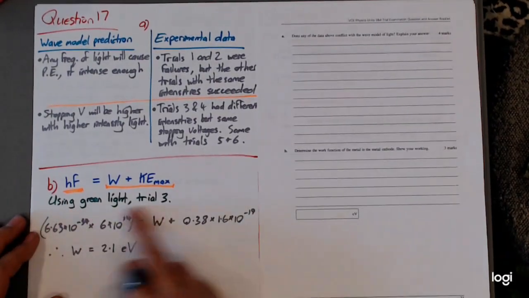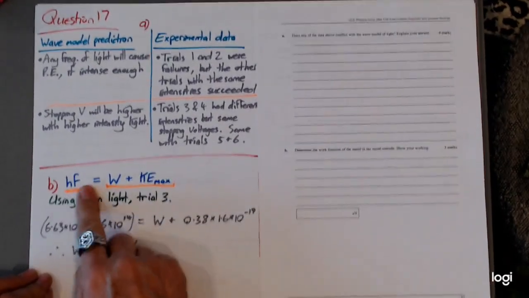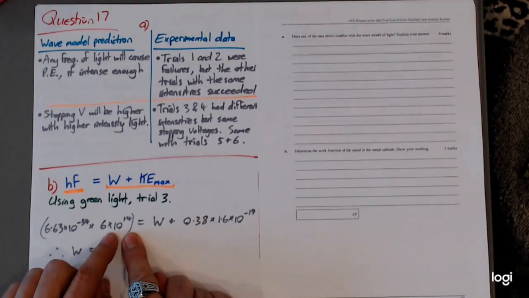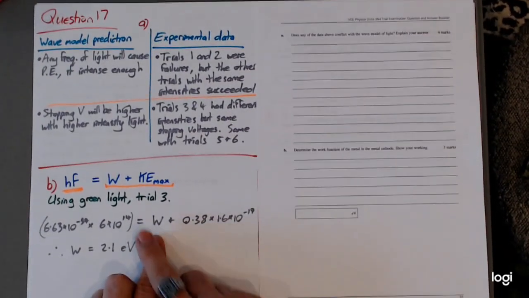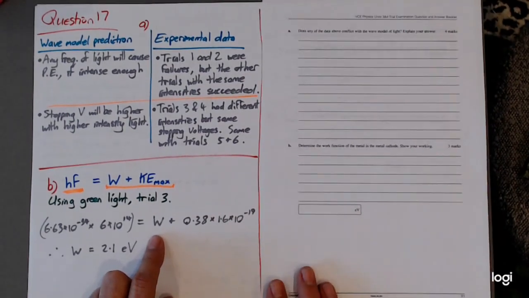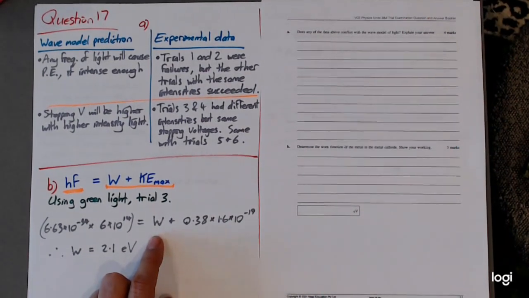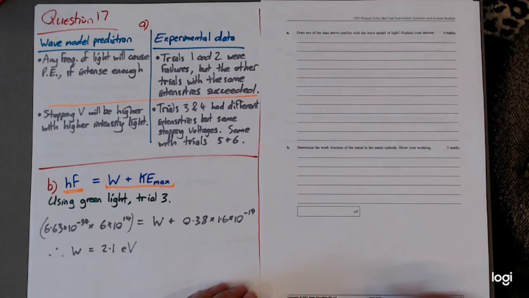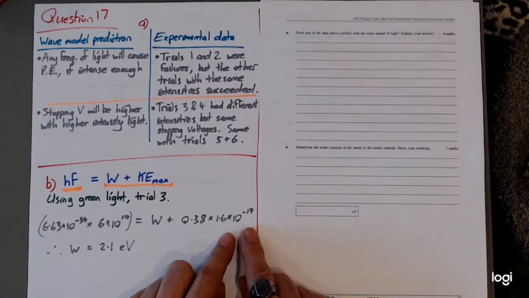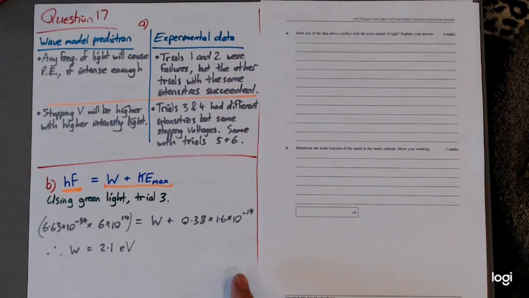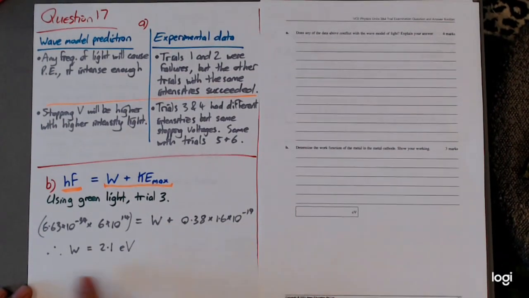So I've just picked trial 3, green light. hf: they gave us the frequency of the light in the table. Work function is what we're trying to find. Maximum kinetic energy is equal to the stopping voltage, but you've got to multiply it by 1.6 times 10 to the minus 19 to get it in the right units. Juggle that around, find W. W equals 2.1 electron volts.